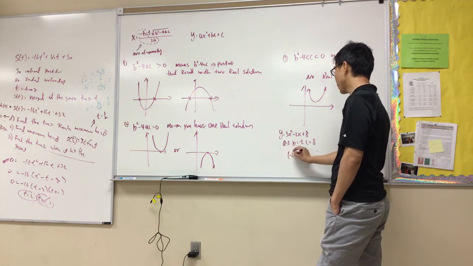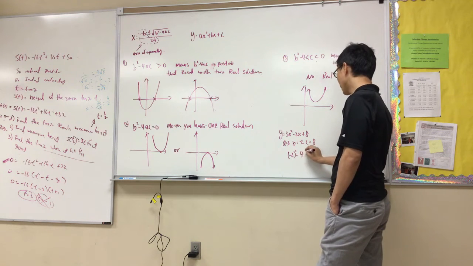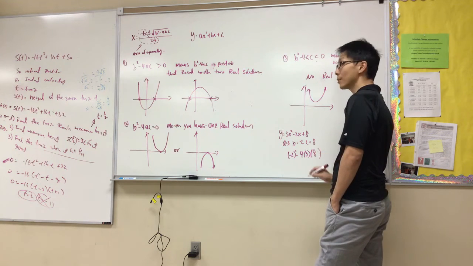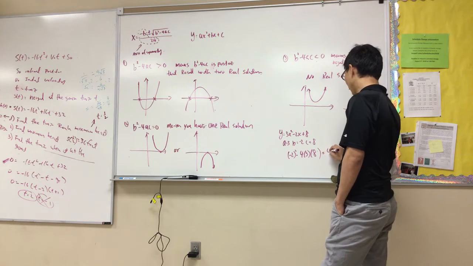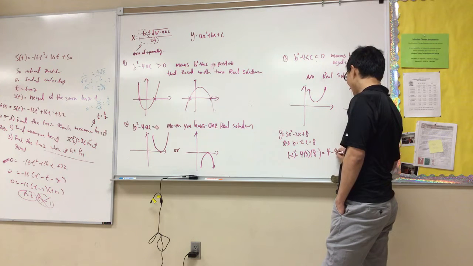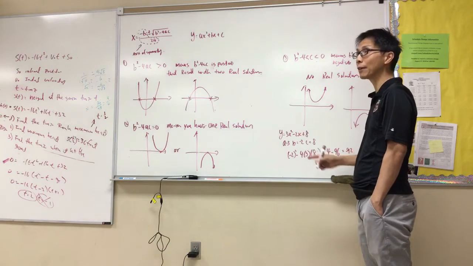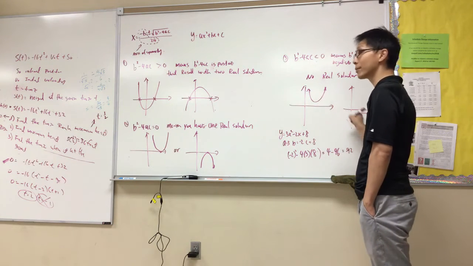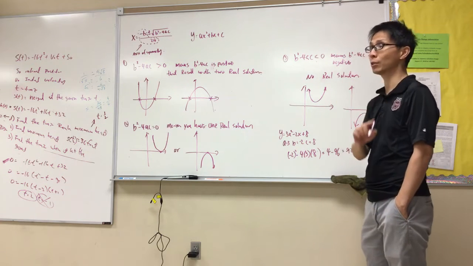It's going to be b squared minus 4 times 3 times 8, right? So is that positive or negative? Negative. 4 minus 96, I believe. Yes. That's equal to negative 92. So that means this graph, if graphed on Desmos, is going to be one of those. And that means there are no real solutions.